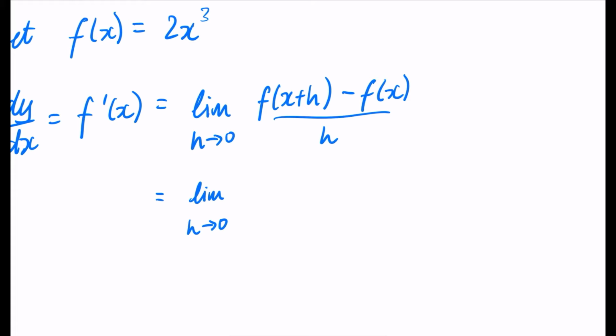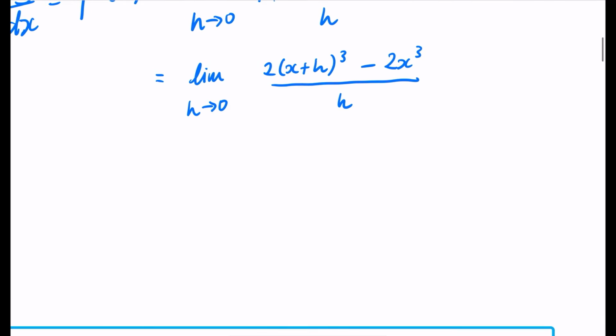So if this is f of x plus h, it means we're replacing this with x plus h. So that would be two lots of x plus h all cubed, and then minusing f of x, which is 2x cubed, and that is all being divided by h. We still can't make h equals 0 because it would be dividing by 0.